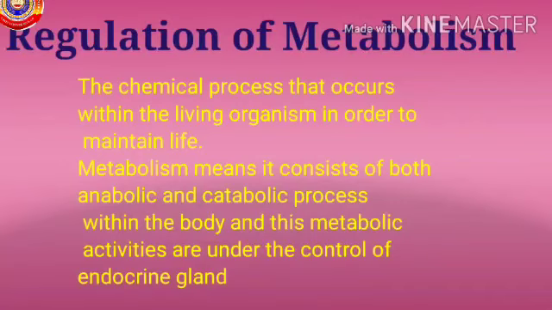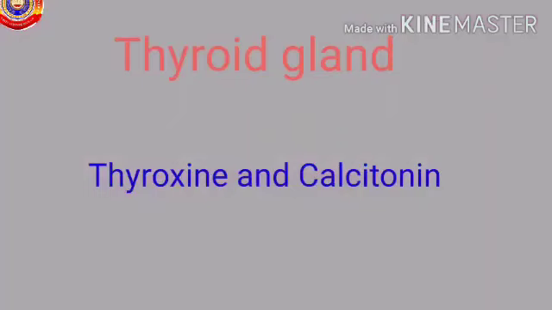Metabolism is a chemical process that occurs within living organisms in order to maintain life. The metabolic activities include both anabolic and catabolic processes. The thyroid gland is the main endocrine gland that controls the metabolic activities, and these metabolic activities are also under the control of hormones. The thyroid gland secretes two hormones, thyroxine and calcitonin.